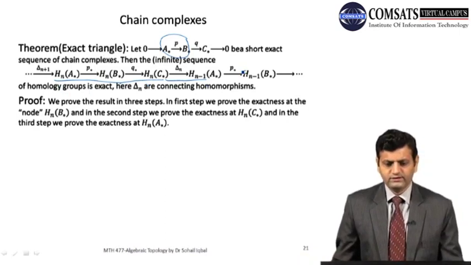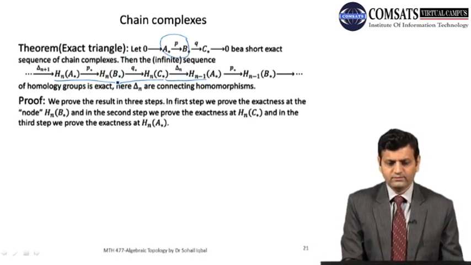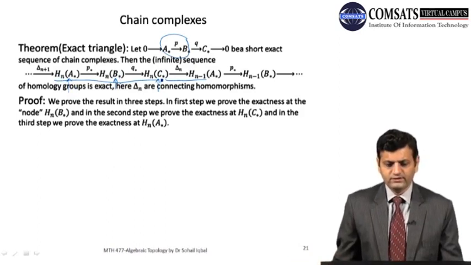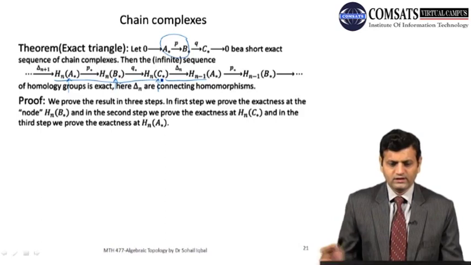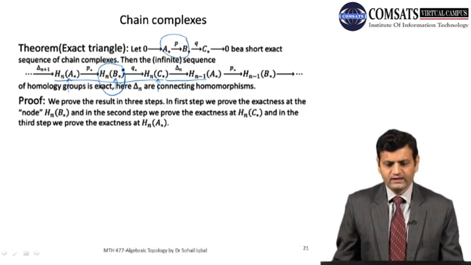Okay, so we will prove the result in 3 steps. In the first step, we will prove the exactness at the node Hn B star, in the second step we will prove the exactness at Hn C star, and in the third step we prove the exactness at Hn A star. These 3 are the only different possibilities, and if we can do it for these 3, then for each and every n this will be true, so it will be an exact sequence. I am going to show the exactness at this node, and the next 2 steps are very similar. So let's see how to show exactness at Hn B star.